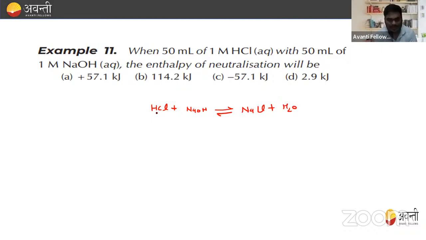So can you calculate the molar concentration of this? How will you calculate it? Yes, we have 50 ml. A 1 molar solution means what? 1 liter. So for 1000 ml it is 1 mole, and here the concentration is 0.05 mole per liter. Here we can calculate NaOH as well. This is also very similar. So this will also come out to be 0.05 mole.